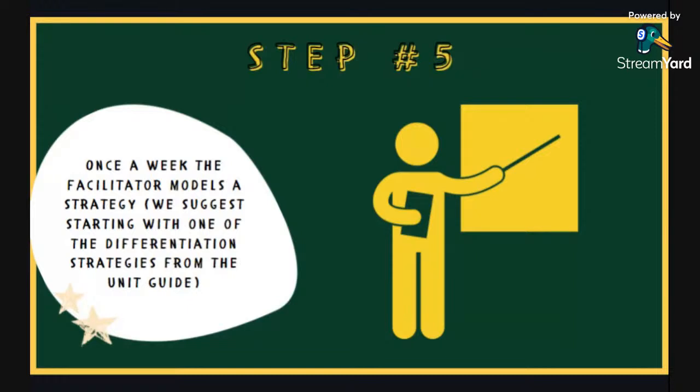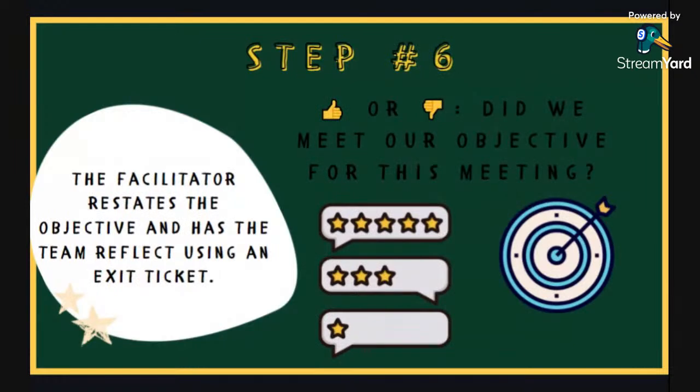Step 6, the facilitator will wrap up the meeting by restating the objective and having the team reflect using an exit ticket. Just as I stated in the unit internalization video, these two are important accountability measures for the facilitator. Did we meet our objective for this meeting? If not, why not? And then, what is your formative assessment as a facilitator? How will you really know that your objective has been met? And then, of course, we want to get the participants' input on the experience, reflect on it, and make adjustments to our facilitating accordingly.